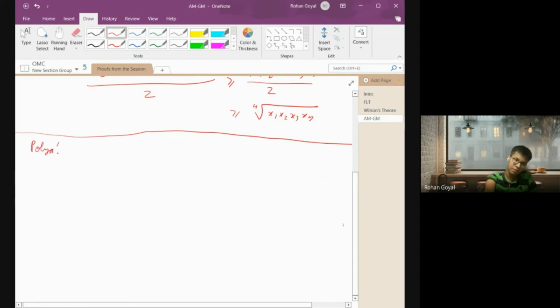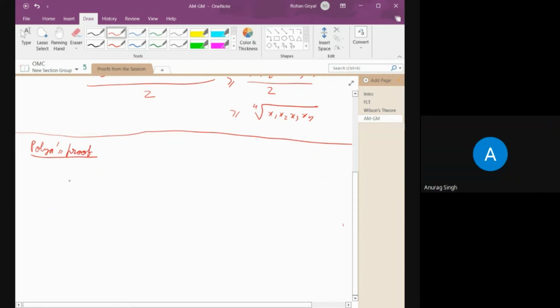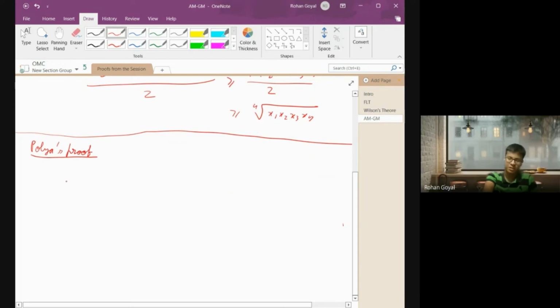This Pólya proof. George Pólya, I'm not sure what's the first name, the one who wrote the book How to Solve It. I am not sure, I wouldn't know.